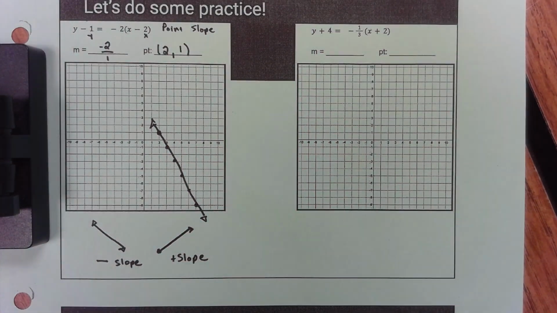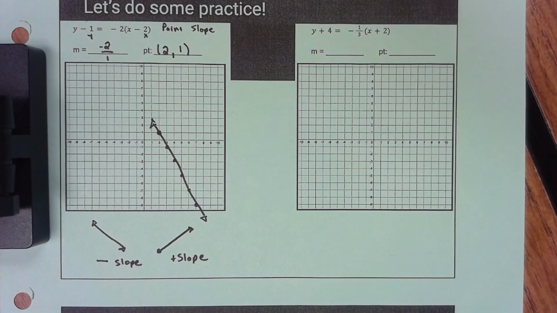Why don't you all do the second one? Go and do the second one. We'll do the next two together. See what you come up with. Identify the form as well.